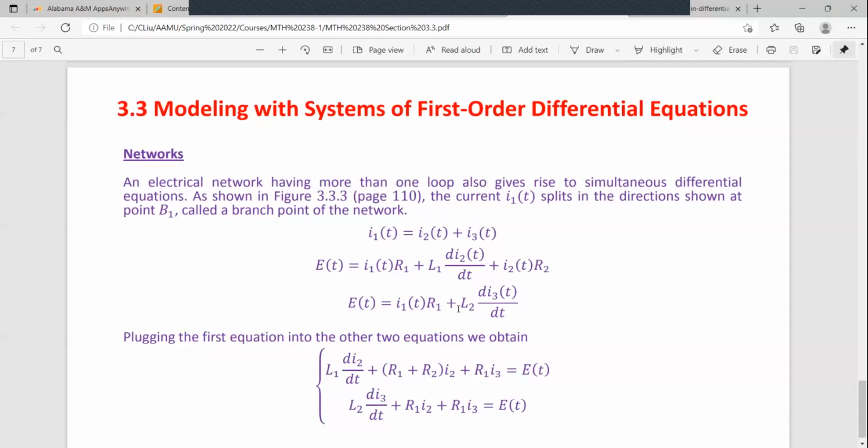I just flipped left and right for each equation, but you can see that if you plug in I1 in both equations 2 and 3, then you don't have I1 anymore. You only have I2 and I3. That gives you a system of differential equations with two functions, or variables, I2 and I3. All right. Any questions for this network? Okay, so I'm going to stop here.